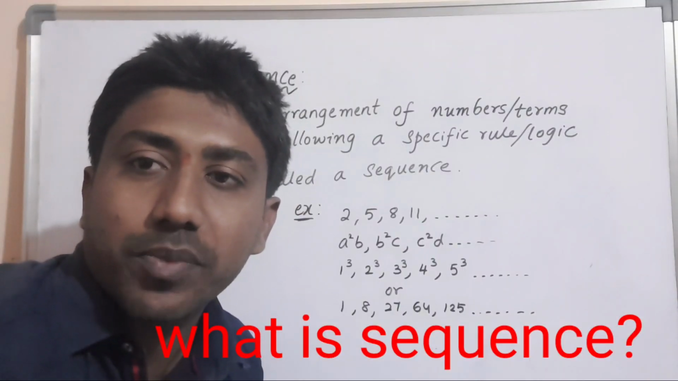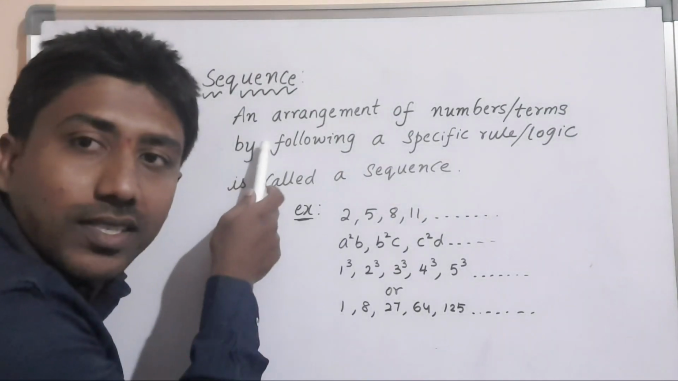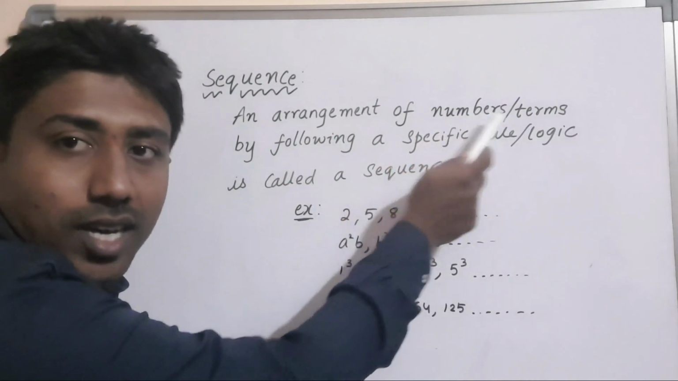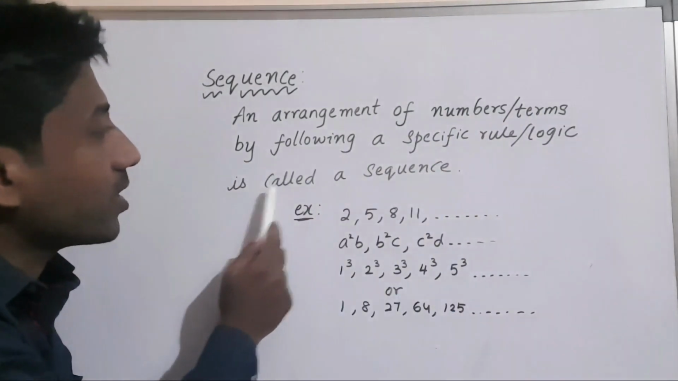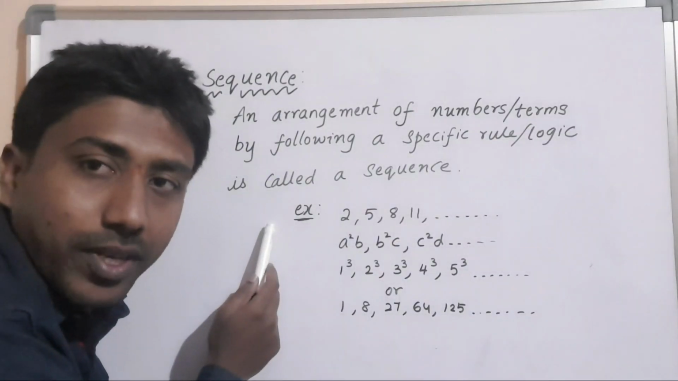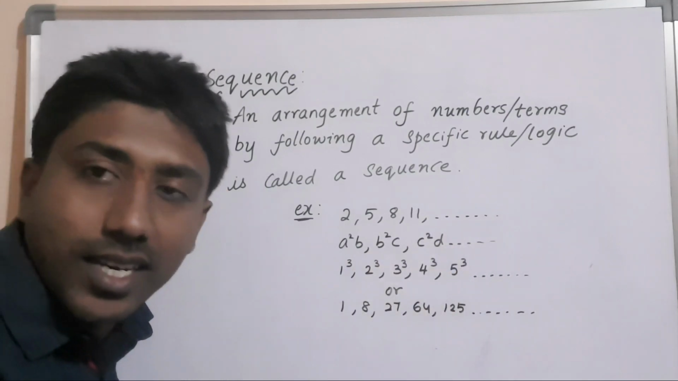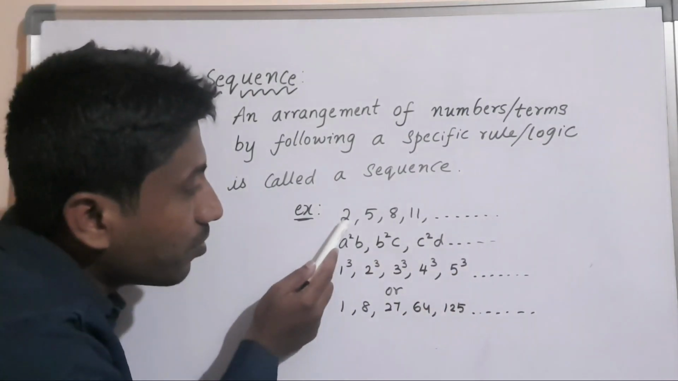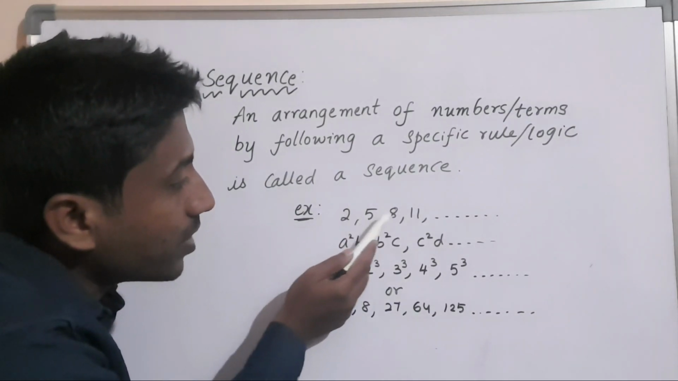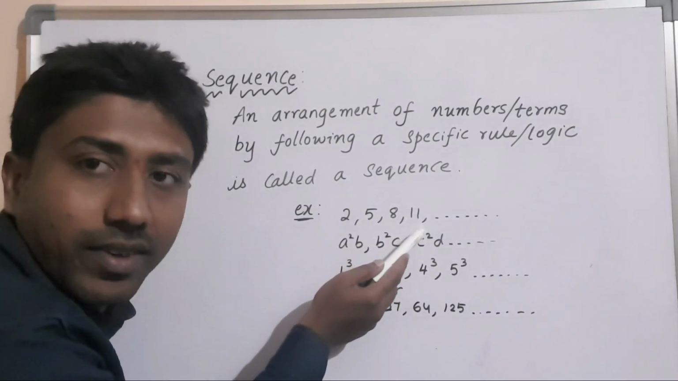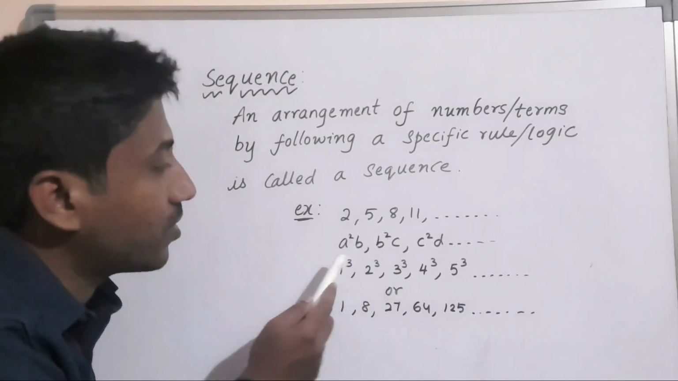Today I am going to explain what is a sequence. An arrangement of numbers or terms by following a specific rule or logic is called a sequence. For example, 2, 5, 8, 11, and so on is a sequence. Here each number is added with 3. So 2 plus 3 is 5, 5 plus 3 is 8, 8 plus 3 is 11. So here the logic is adding 3 to the previous number.